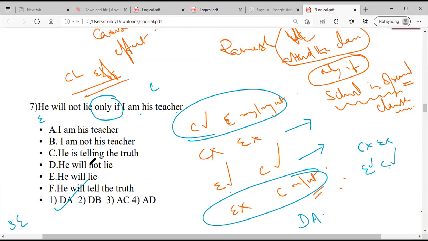I'll repeat the question again. Please look at the board. We said in the model of only if, the keywords are cause and effect. When cause doesn't happen, effect is not going to happen. When effect happens, definitely cause is happening here. So case number 1, I'm taking cause is not happening. I'm not his teacher. Okay. I'm not his teacher is statement B for Bombay. Then effect should not happen. He will not lie becomes he will lie. That is statement E. Then my answer should be BE, which is not listed here. So the only option I'm having is DA. Okay. See the next one.